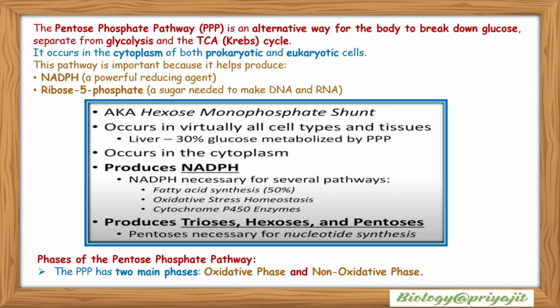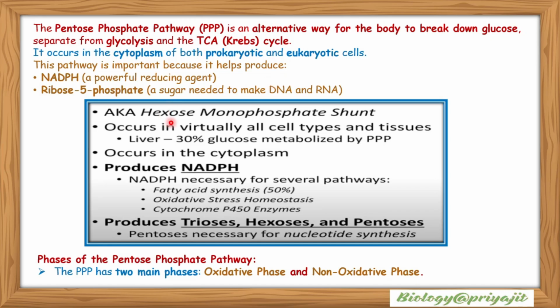So, the pentose phosphate pathway is an alternative way for the body to break down glucose, separate from glycolysis and the TCA or Krebs cycle. Basically, it occurs in the cytoplasm of both prokaryotic and eukaryotic cells. This pathway is important because it helps to produce NADPH, which is a powerful reducing agent, and ribose 5-phosphate, a sugar which is needed to make DNA and RNA.